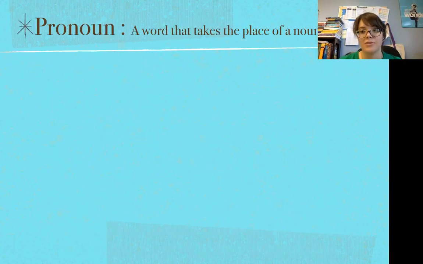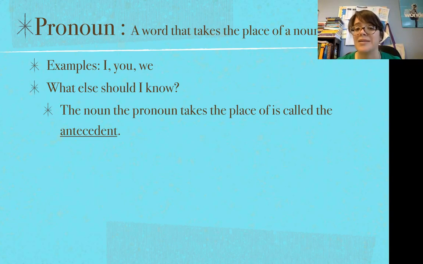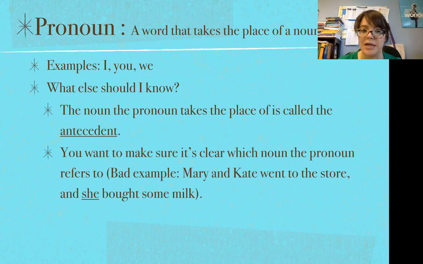All right, pronouns. These are words that take the place of a noun. So they can do everything a noun can do, like being the subject of your sentence. They'll be words like I, you, or we. Now, the noun the pronoun takes the place of is called the antecedent. So if you hear me use that word, that's what I'm talking about. And you want to make sure it's clear which noun the pronoun is referring to.